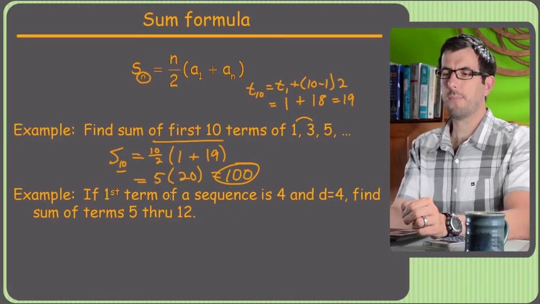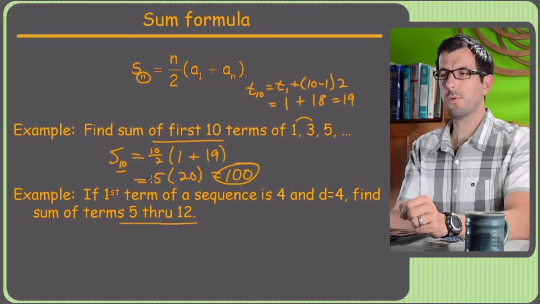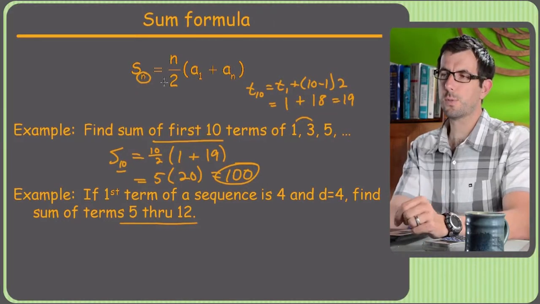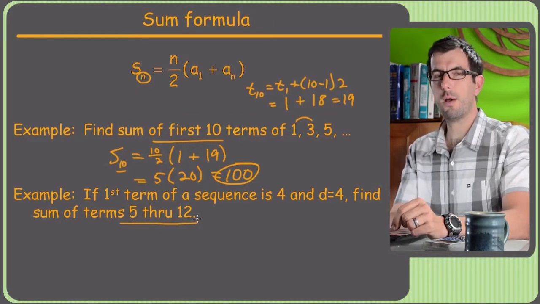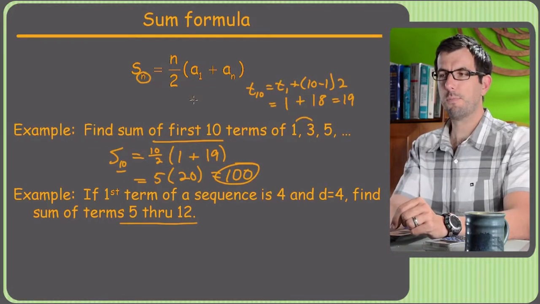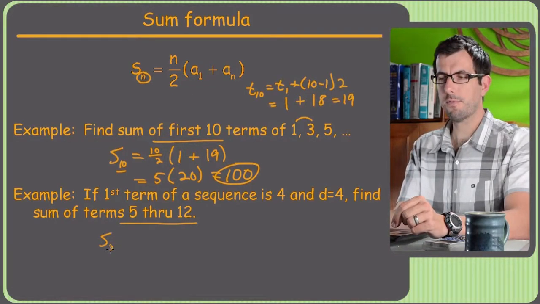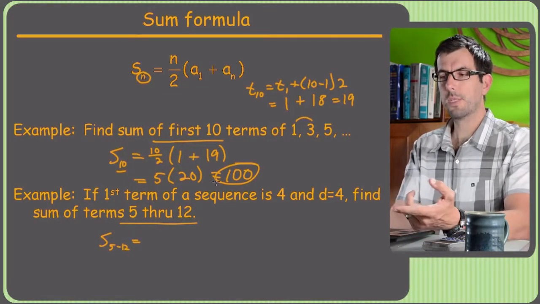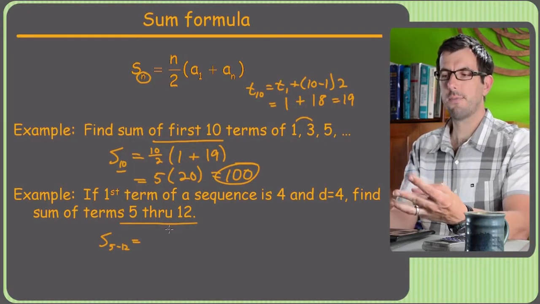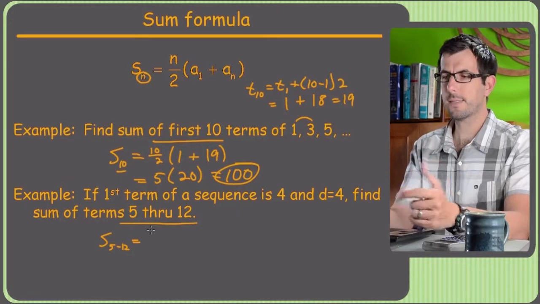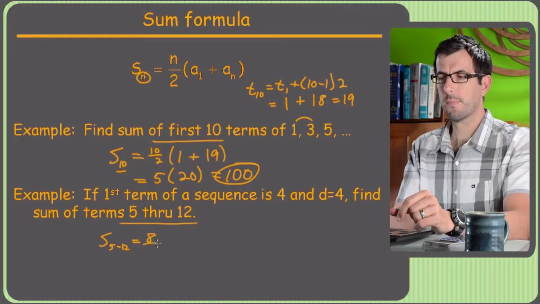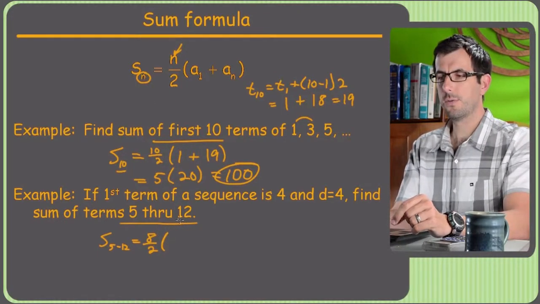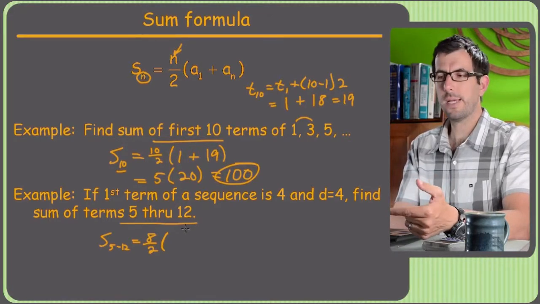The tricky part is in a problem like this. This formula says the sum S sub n, so that's usually the sum of the first 10 terms or whatever. But in this one, they're asking for the terms 5 through 12. Well, it turns out we're still going to do the same process. The sum of terms 5 to 12 is just going to be the number of terms over 2. So how many terms is this? Let's see, 5, 6, 7, 8, 9, 10, 11, 12. So 8 terms. Because this n right here is really just the number of terms I'm adding up. So 8 over 2 multiplied, and then I just need the first term and the last term we're looking at.